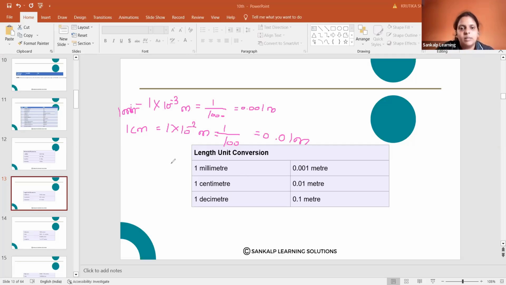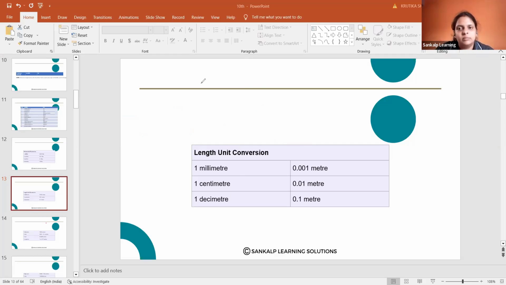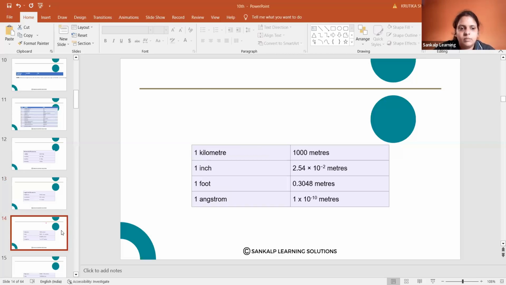I hope you are understanding the points here. Then the next conversion. Remember all these conversions, which will help us in solving the numericals in the upcoming class. This is again the length or distance conversion. 1 kilometer is equal to.